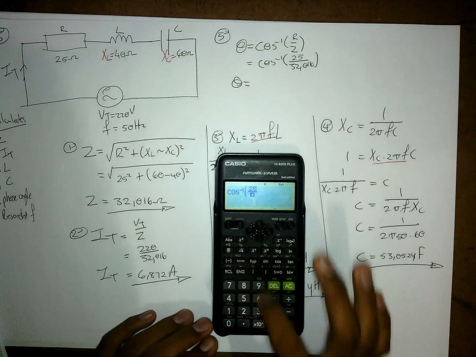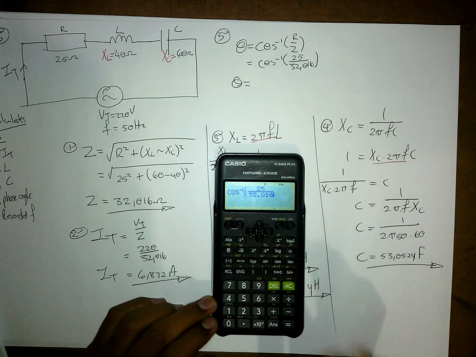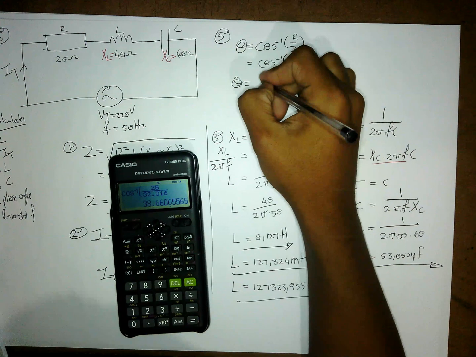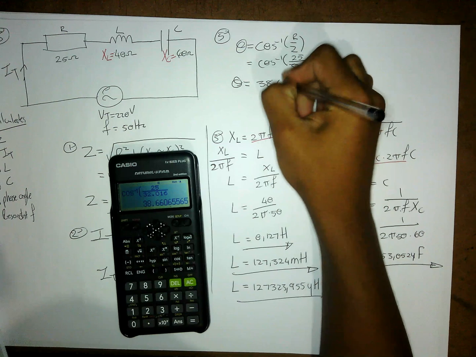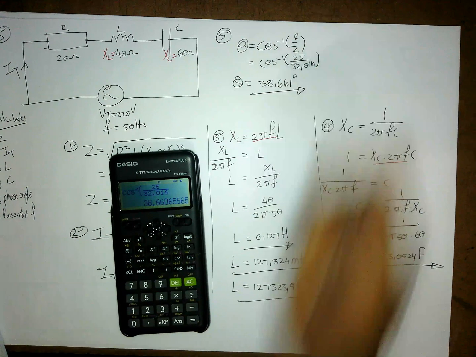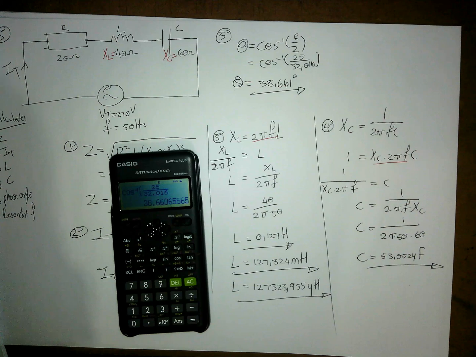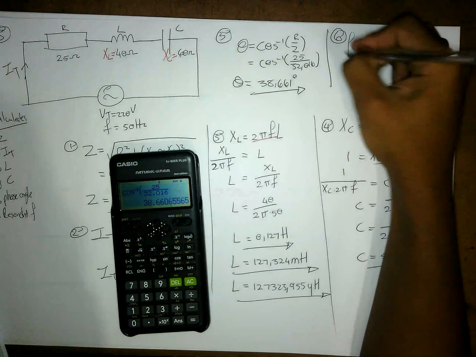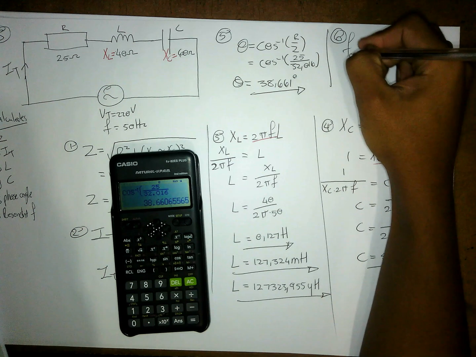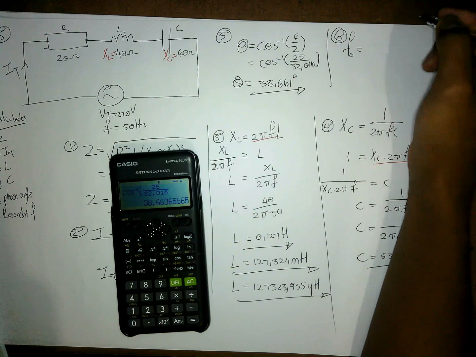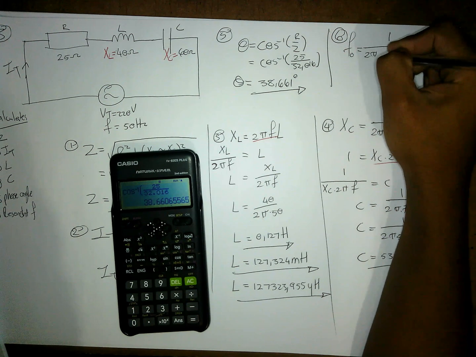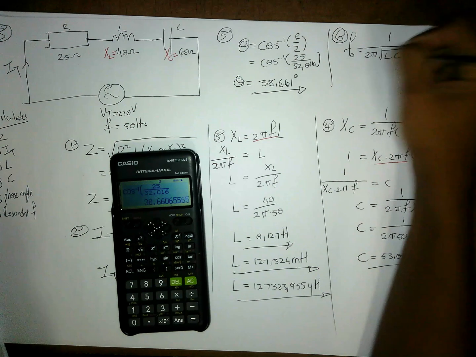25 over 32.016 will give us 38.661 degrees. That is our phase angle. Now our resonant frequency, f0, is 1 over 2 pi square root LC.